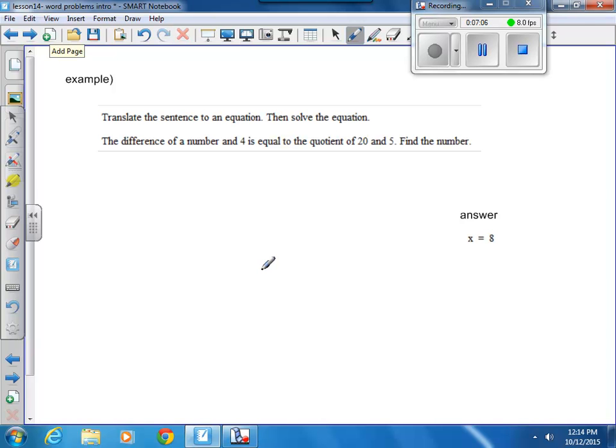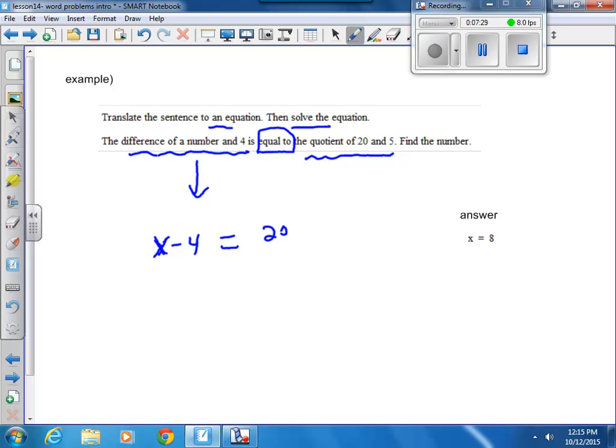Translating, we can never get enough of translating. Translate and then solve. The difference of a number and 4. Okay, how do you say the difference of a number and 4? Okay, x minus 4 is equal to the quotient of 20 and 5. How do you say the quotient of 20 and 5? You say 20 divided by 5.